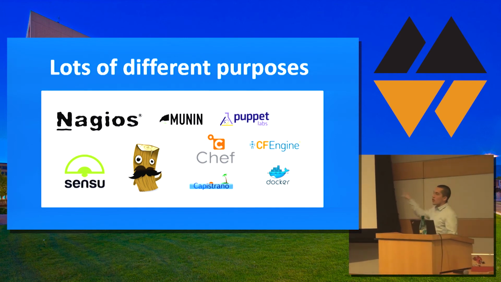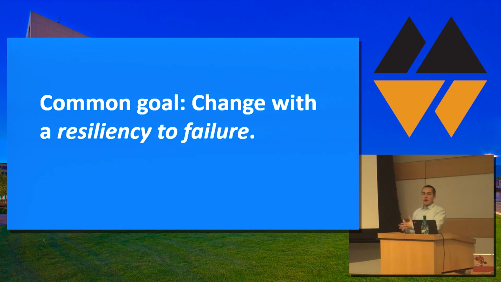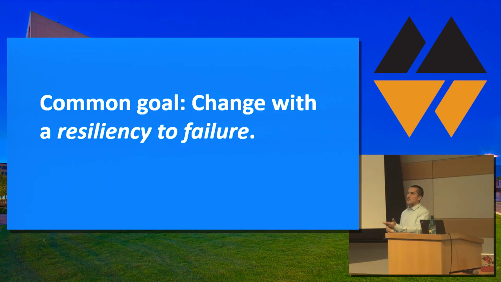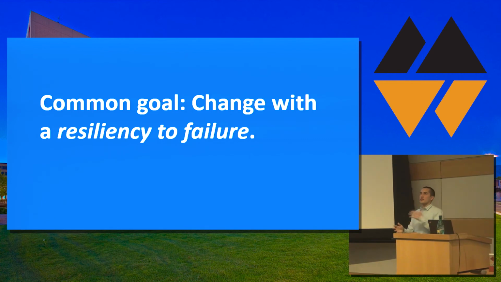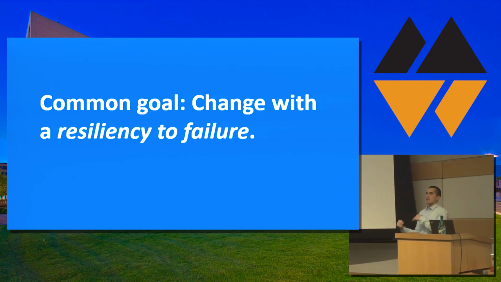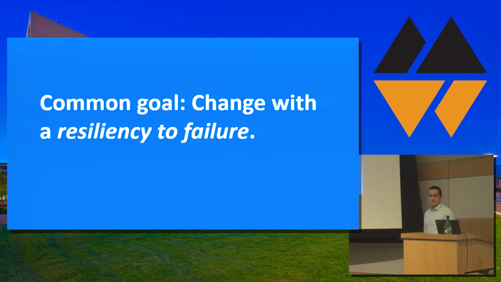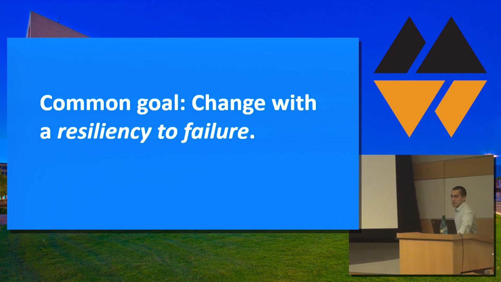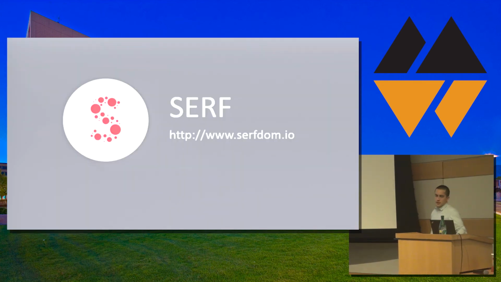But the interesting thing is all these things really have a common goal, and that is really to be able to change things and move with some resiliency to failure, to either avoid problems or anticipate problems, to fix problems. But really the end goal is, could I ship my software safely? Could I ship this update safely? Is everything going to be okay? And one thing to help do this, and which I'm going to talk about today, is Serf.